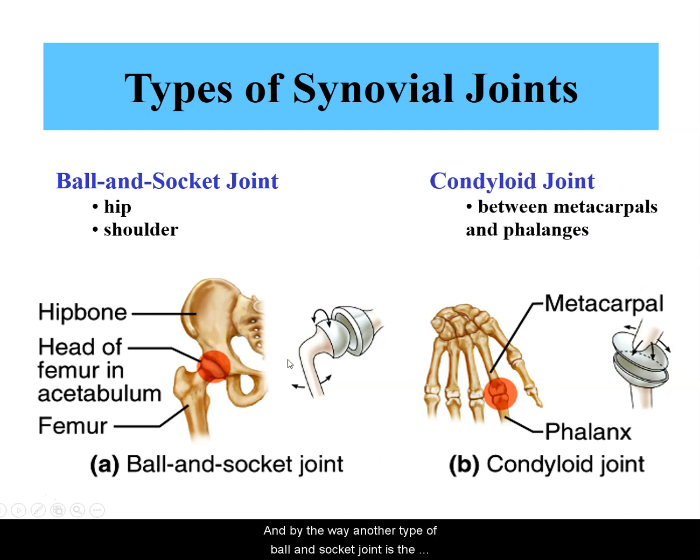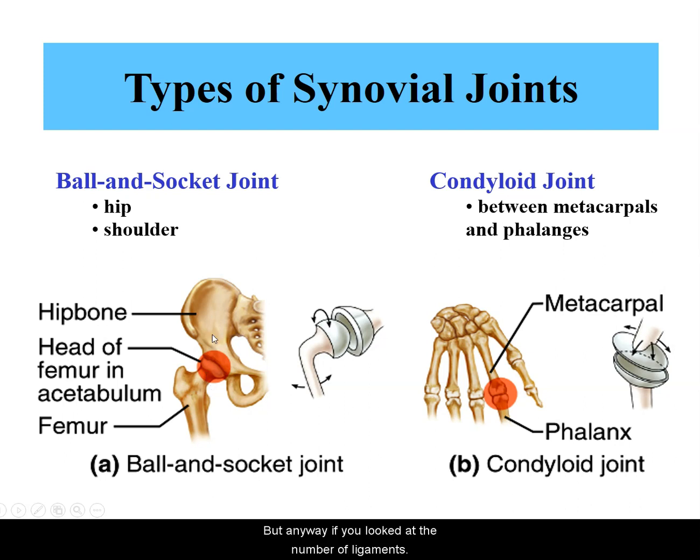And by the way, another type of ball and socket joint is the shoulder. The shoulder has more range of motion than the hip. You see the hip here. By the way, most hip fractures occur, and this sounds like a good exam question or quiz for lab, most hip fractures occur at the neck of the femur.